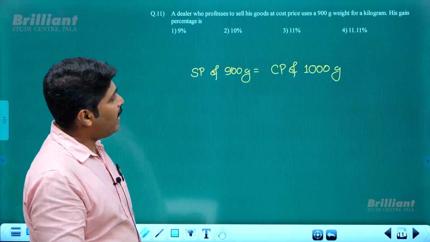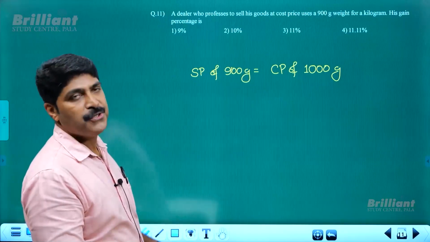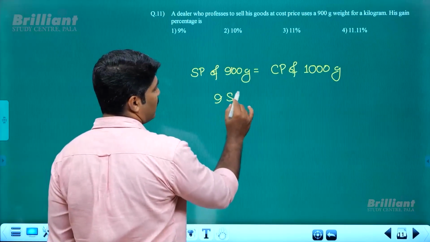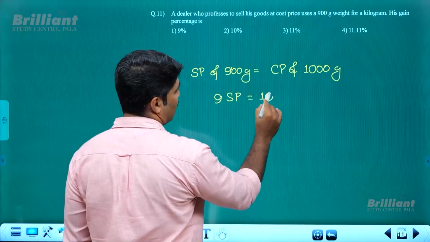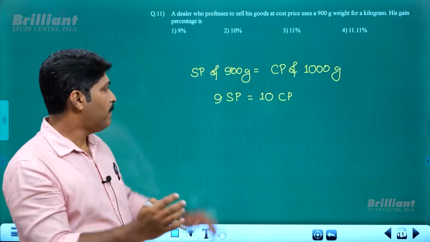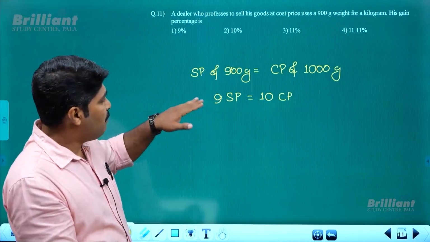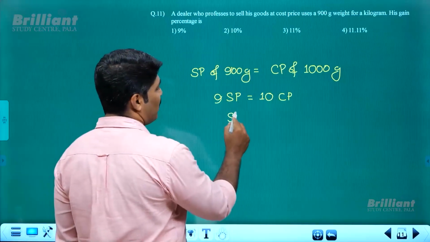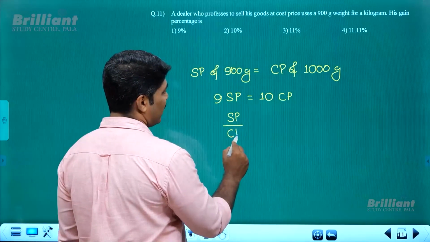So we can make it in the form of our previous ratio-type approach. Here I can write this as 9 SP, that is 10 CP. Rest all the things are common, we can avoid them. Then we can shorten this as 9 SP equal to 10 CP. Then what about selling price by cost price?